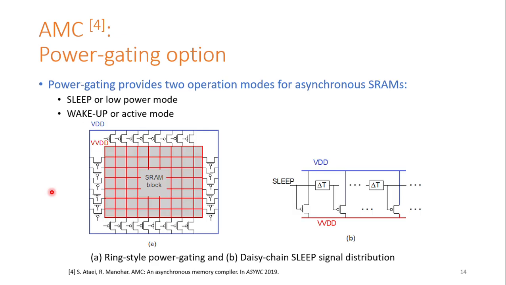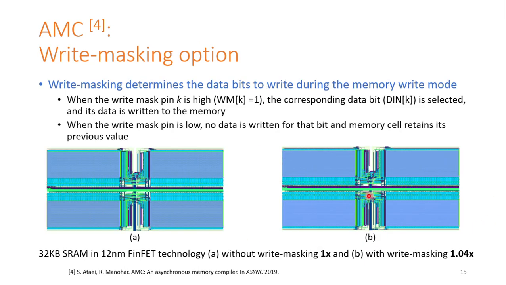The power gating in AMC supports sleep and wake-up modes. And here in the picture, we show ring-style power gating and daisy chain sleep signal distribution. The write masking option provides the flexibility to select which bits the write happens in for an address line of a memory. When the select bit is high, that bit is overwritten. Otherwise, that bit retains its original content. And here in the picture, we show that enabling the write masking option in AMC only incurs 4% overhead in memory area.